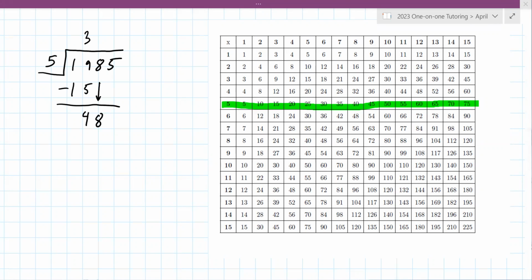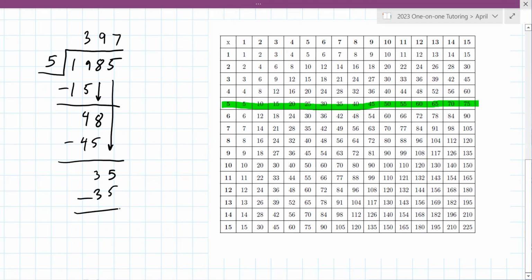All right, so you put the 9 up here. 9 times 5 is 45. Subtract. 3. Bring the 5 down. 5. How many times is 5 going to 35? 7 times. Good. So that goes up here. 5 times 7 is 35. Subtract and get 0.